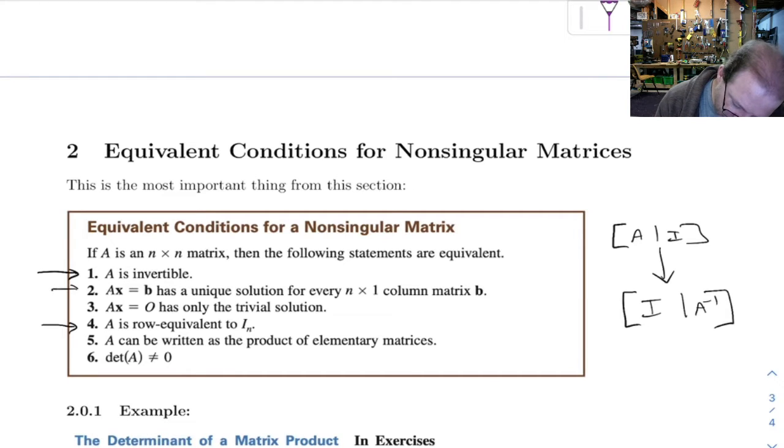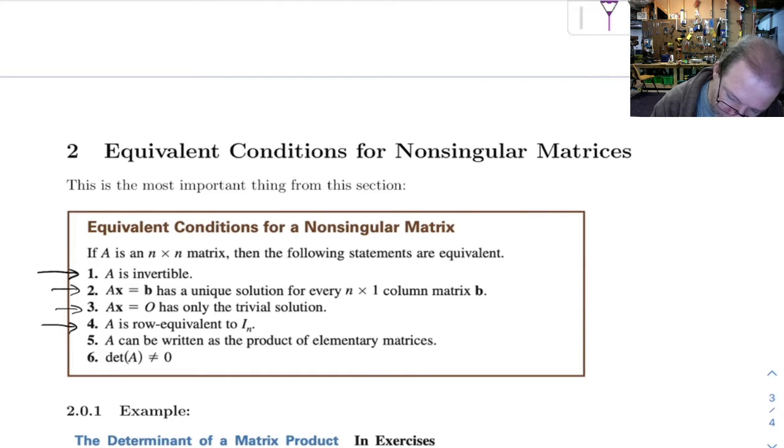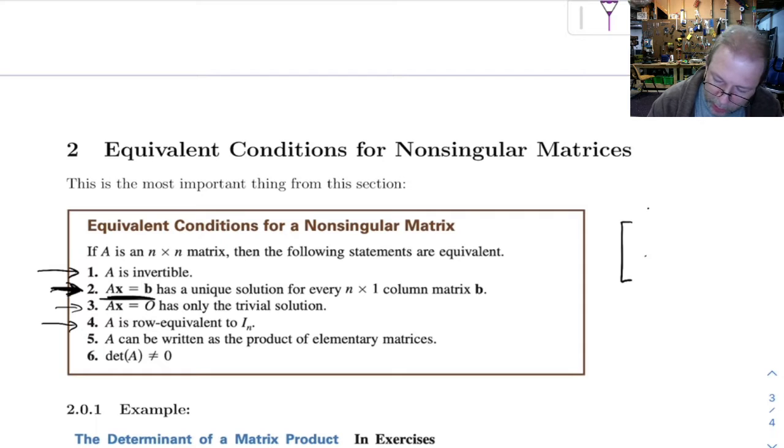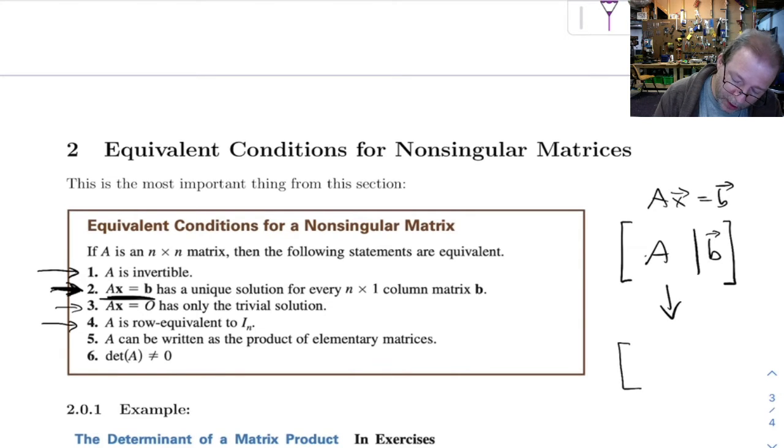I also want to look at these two things here, part numbers 2 and 3. So suppose A is invertible. For number 2 here, it says AX equals B has a unique solution. Well, let's say we wanted to solve AX equals B. We would probably write that as an augmented matrix. We put A over here, augment line, and then B. And we'd row reduce it. And if A is row equivalent to the identity, we get the identity matrix over here, and we get whatever numbers over here.